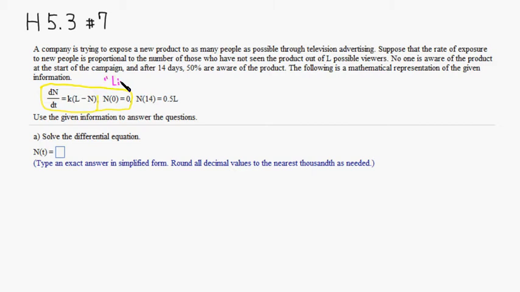So limited growth model, right? So the solution N of t is going to look like this. N of t is equal to, right? So capacity in this case is L times quantity 1 minus e to the negative kt.